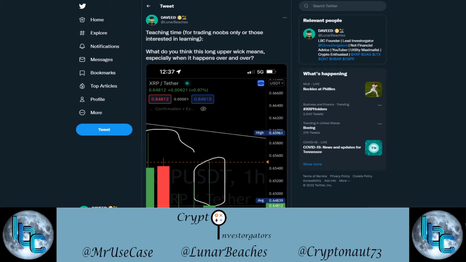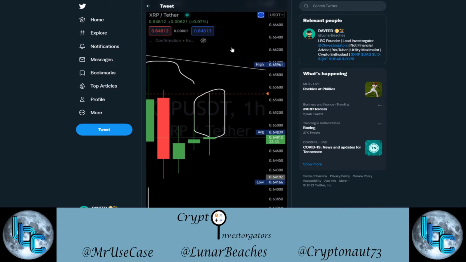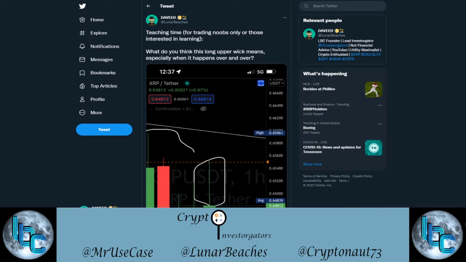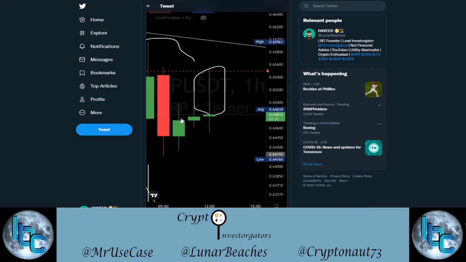All right, now first of all, I want to go over these tweets that I put out. I said, teaching time for trading noobs only, or those interested in learning about trading. And I posted this screenshot from the TradingView app, and I asked the question, what do you think this long upper wick means, especially when it happens over and over? What I mean is you have this long upper shadow here, this long upper shadow here, and this really big upper shadow or wick here.